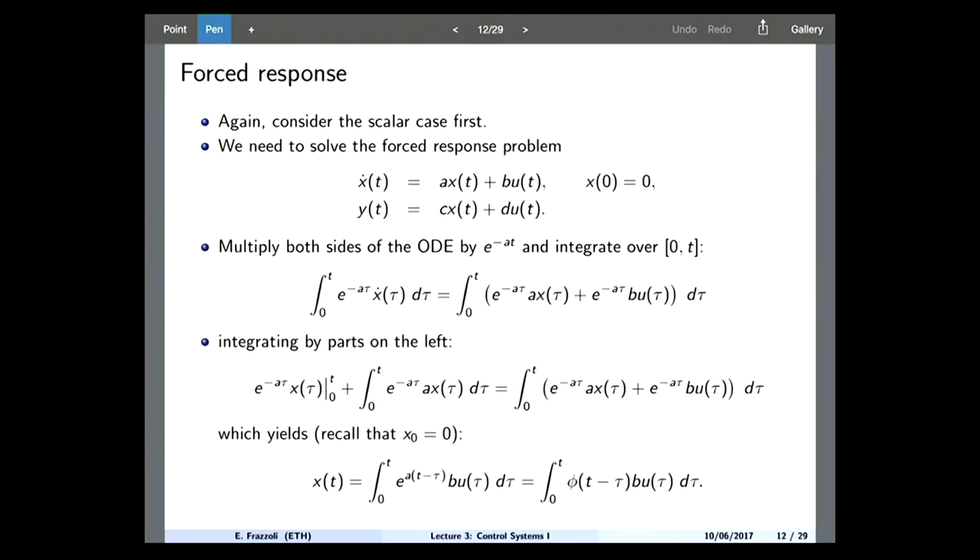Now, this is some scary math, but it's actually not that terrible. This is to understand how you compute the forced response. So now you need to solve this ODE: x dot of t is equal to A x of t plus B u of t, with initial condition 0. We took care of the initial condition before, now we are setting the initial condition to 0. How do we compute this thing?